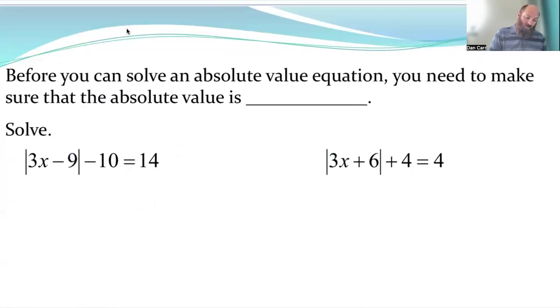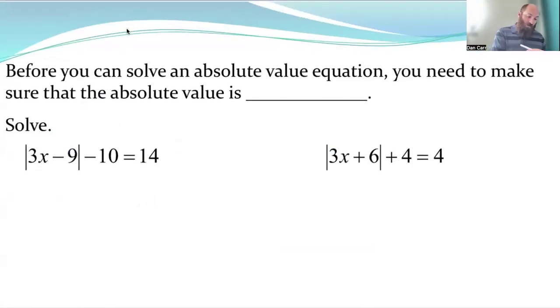Before you can solve an absolute value equation, you need to make sure that the absolute value is possible. Okay. Sorry about that. I just totally blanked.